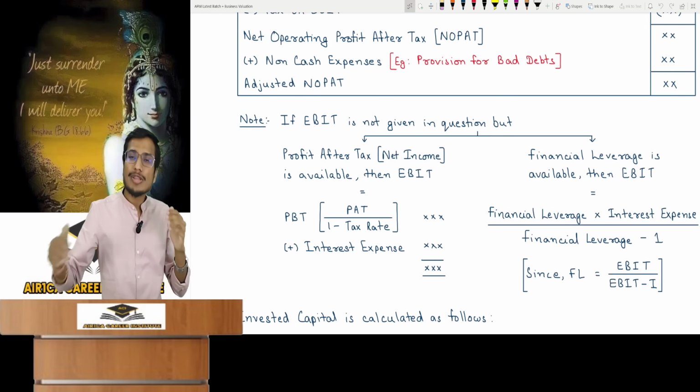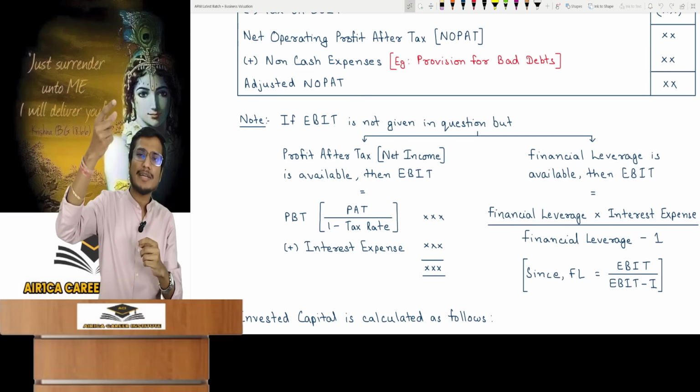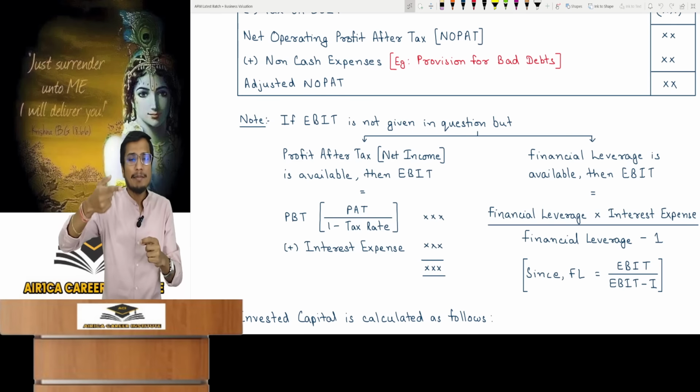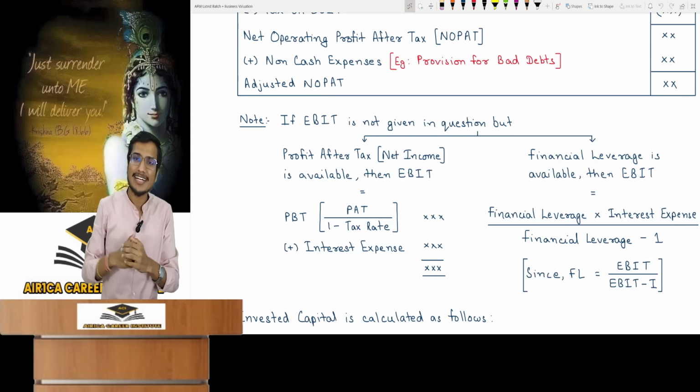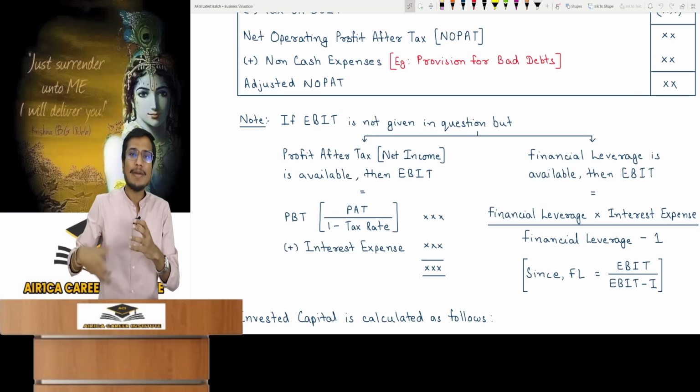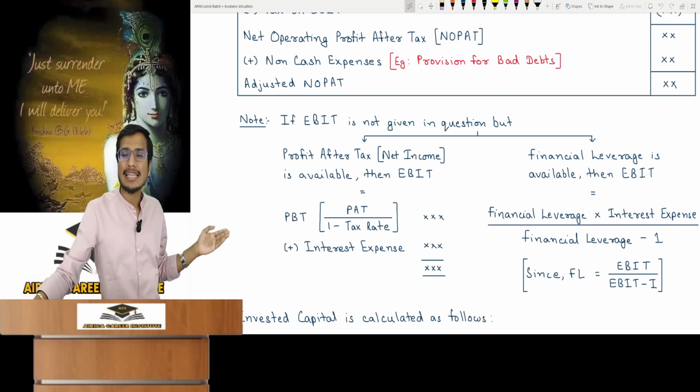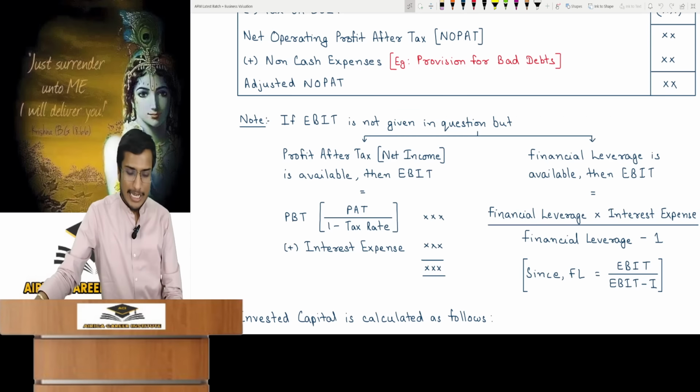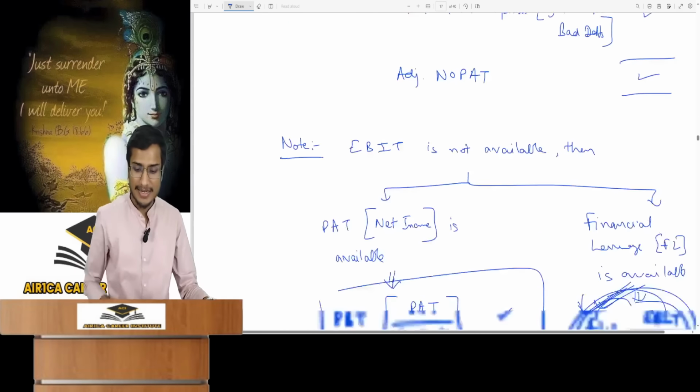That will be given. So sir, you have to do a reverse calculation. When you deduct interest from EBIT, you get PBT. When you deduct tax from PBT, you get PAT. To reverse this, just add tax to PAT to obtain PBT, or divide PAT by 1 minus tax rate. I verified this with an equation as you have seen.